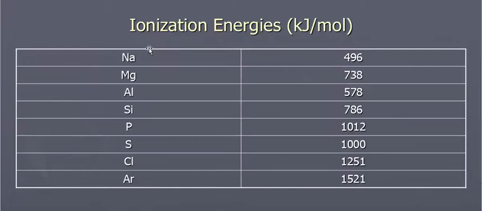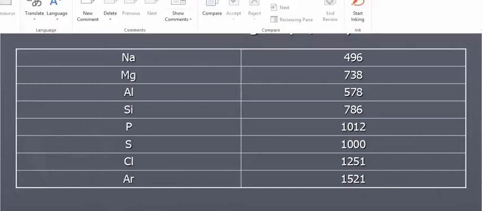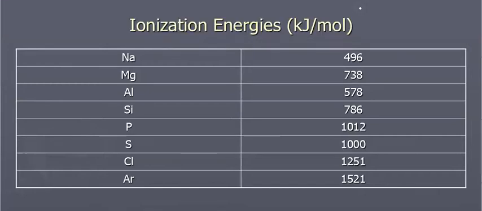Here are some examples as we go across sodium's row. And what I want you to notice are the two exceptions. The exceptions occur between groups 2 and 3A, so in this case between magnesium and aluminum, and 5A and 6A, in this case between phosphorus and sulfur. If you look at the other trends, there's a general increase, but in these two cases there's a decrease, and I will hold you to these two exceptions.